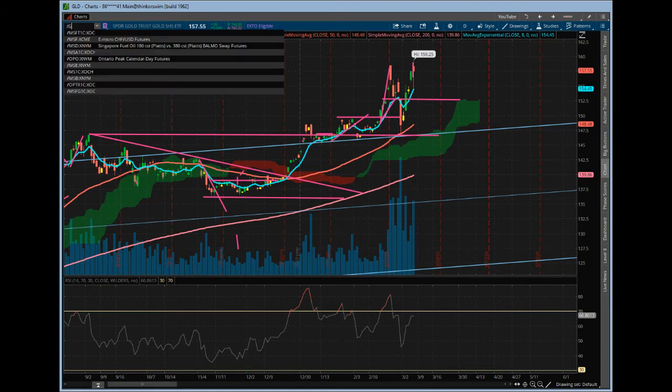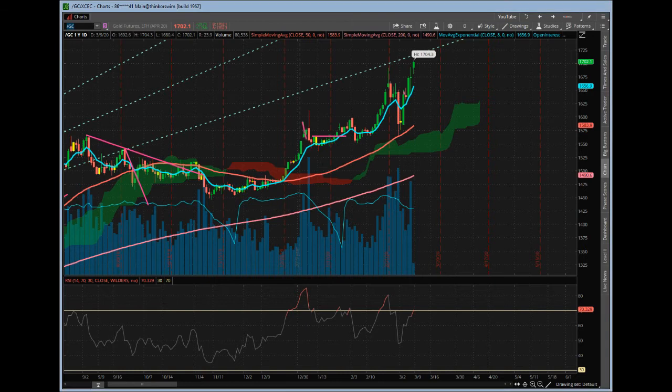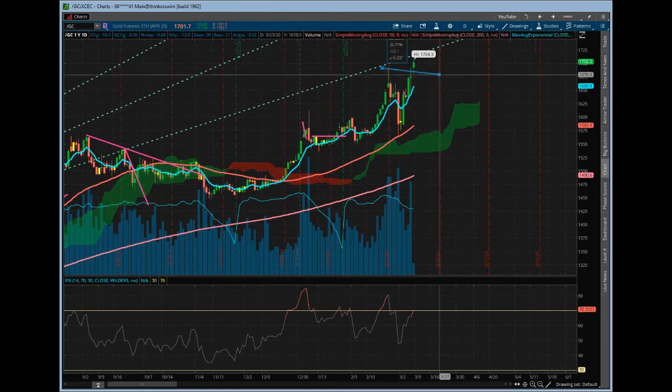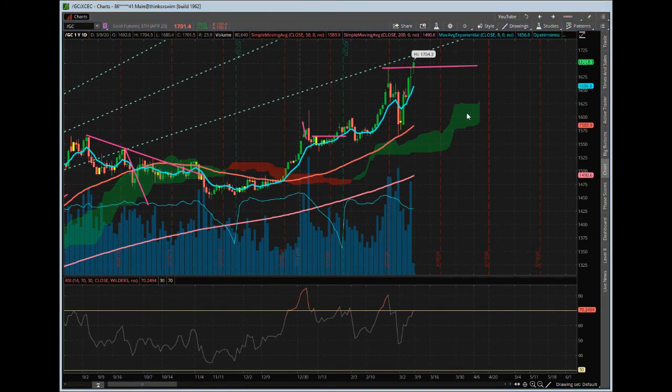Let's take a look at the gold futures while we're at it and see where they're at right now. Wow, 1700, guys. I mean, just amazing stuff. Yeah, so they're kind of ticking higher right now. So I like what they're doing right here. I like how it's above these levels. Let's see if they can continue to work their way up. Amazing on gold right here. So very, very impressive.